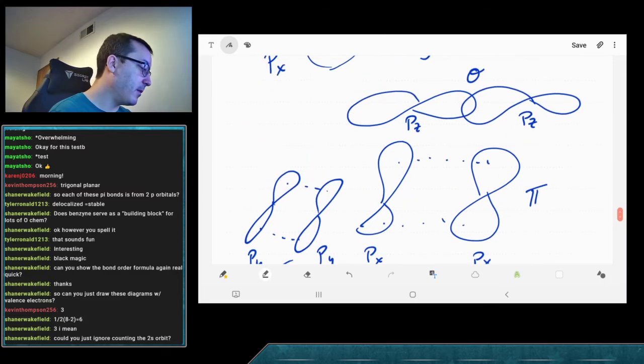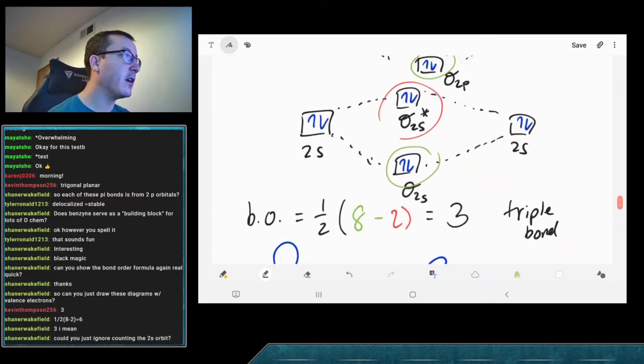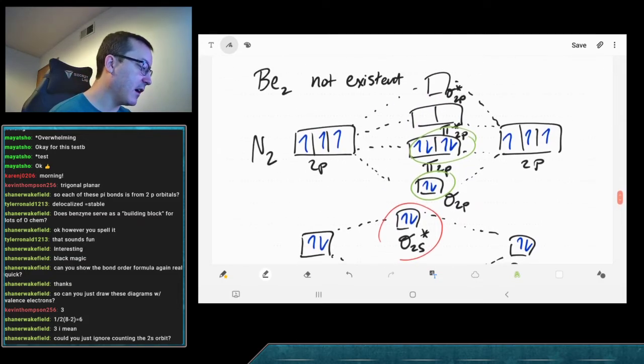Yeah, you could. Again, because they cancel each other out, right? So yeah, you could just say 6/2. No problem. You can always just look at the lowest occupied molecular orbital and the highest unoccupied molecular orbital. That's a whole different thing. Let's not worry about that. But yeah, you could just do that, Shane. Totally.